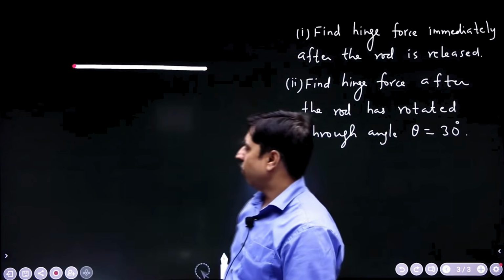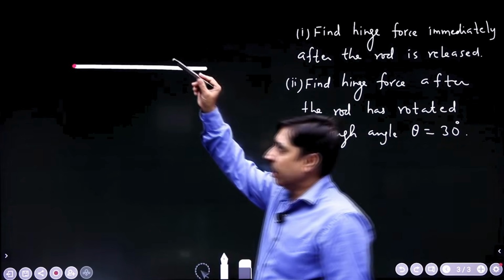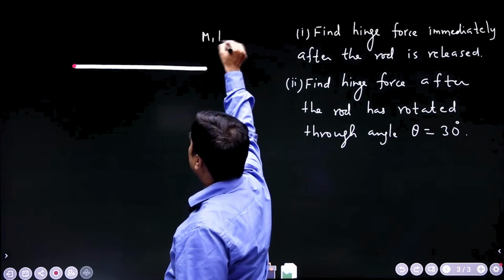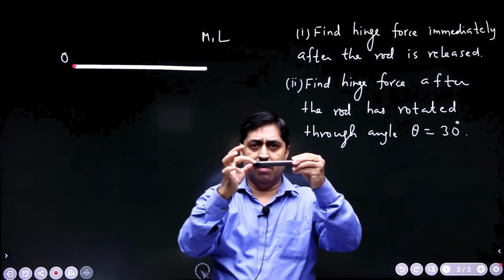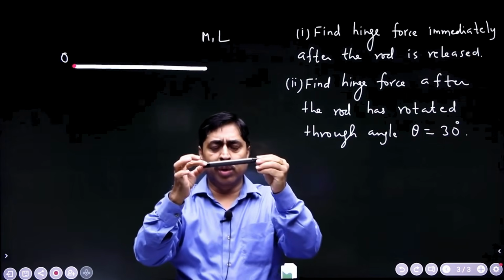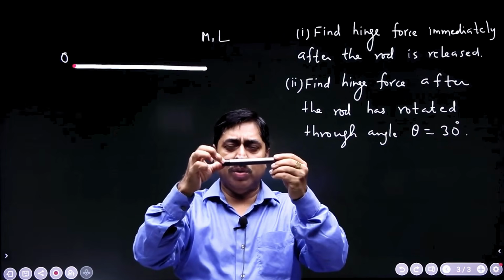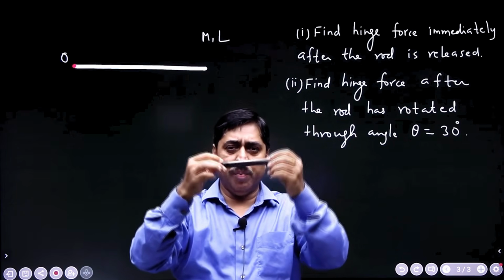This is the question. There is a rod of mass m and length L, this is a uniform rod and it is hinged at this point O. It is just hinged like this, right. You keep the rod in horizontal position and release it. It can rotate about this hinged point O like this in vertical plane.